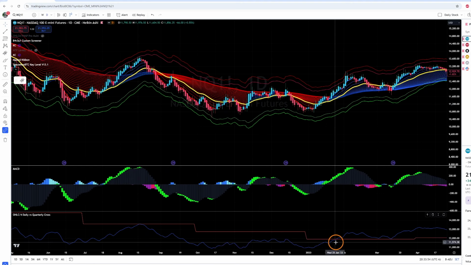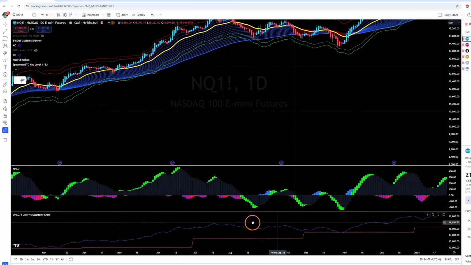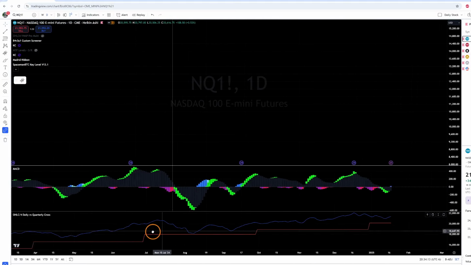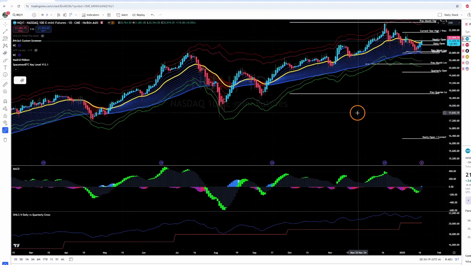Now, right here in February, or the very end of January, it crossed back up above the quarterly, and then it was the sky is the limit after that. It just kept going. And so that's a really good indicator of where you are in relation to the market itself.